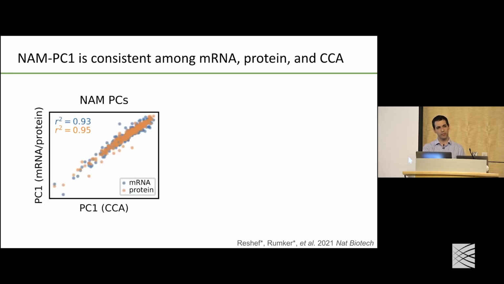Another neat thing about this PC was that we found that it was strikingly consistent across the three modalities in the data set, so the mRNA, the protein, and the CCA. So what you're seeing here is a plot in which each dot is a sample.